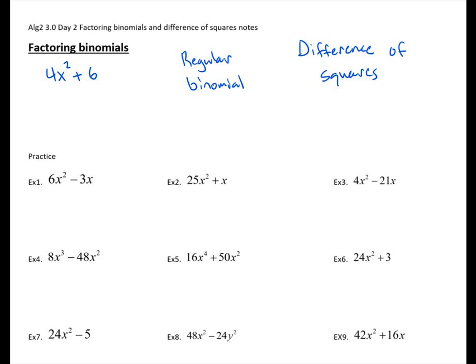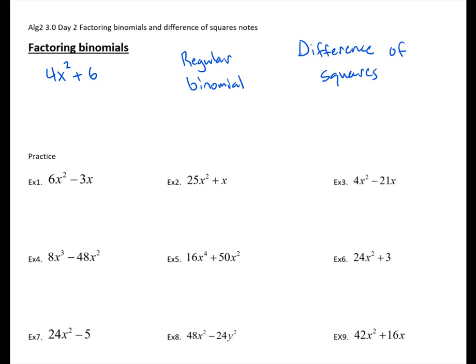All right, Algebra 2, Lesson 3.0, Day 2, Factoring Binomials and Difference of Squares. Okay, so first of all, let's talk about what a binomial is. So 4x squared plus 6 is an example of a binomial, right? So something with two terms. The 4x squared is one term, and the positive 6 is the second term. So anything with two terms, we consider it a binomial, okay?